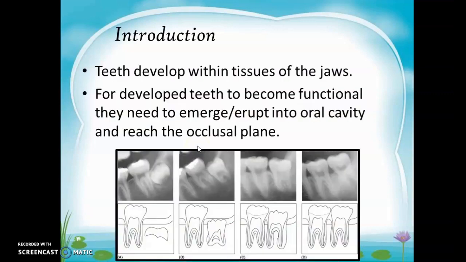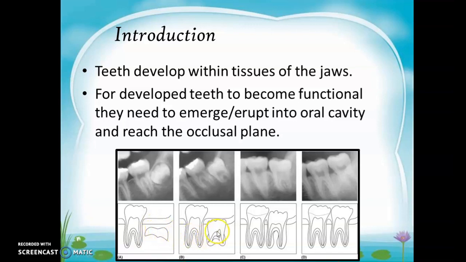Today's topic is tooth eruption. As you all know, teeth develop within the tissues of the jaws. For developed teeth to become functional, they need to emerge or erupt into the oral cavity and reach the occlusal plane. As you can see in this image, there is a developing tooth germ in the jaw.